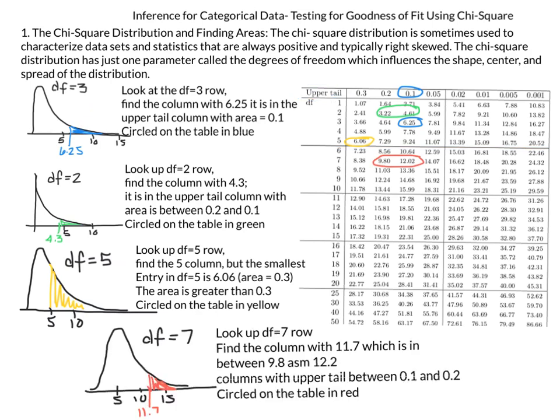And for my last example, we have a chi-squared with degrees of freedom equals 7 and a test statistic of 11.7. So I'm going to look up in the row degrees of freedom equals 7. And for 11.7 as my test statistic, I don't have anything in the 11s, but it's somewhere between 9.8 and 12.0, which means my area is going to be between 0.1 and 0.2.